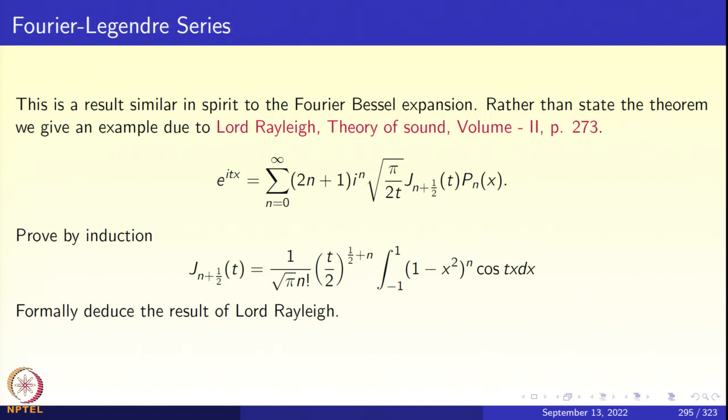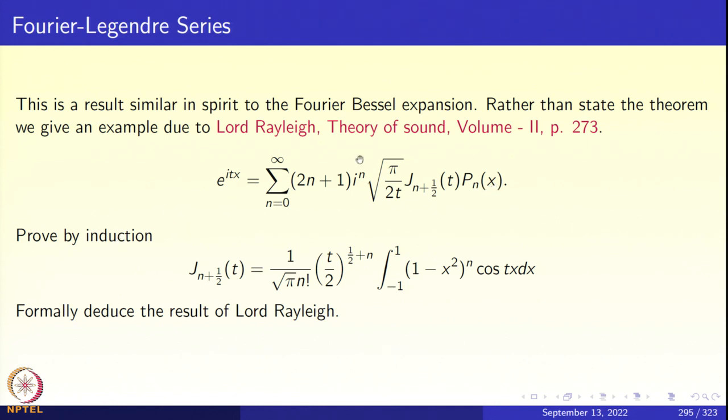A couple of exercises for you, and an expansion which involves both the Bessel functions and the Legendre polynomials. So let us call it the Fourier Bessel expansion. Rather than state the theorems on Fourier Legendre series, you can consult the classic books that I cited so far. Here we look at an example which is due to Lord Rayleigh, Theory of Sound, volume 2, page 273: e to the power itx equals summation n from 0 to infinity of (2n plus 1) i to the power n root of pi by 2t J of n plus half of t, times pn(x).